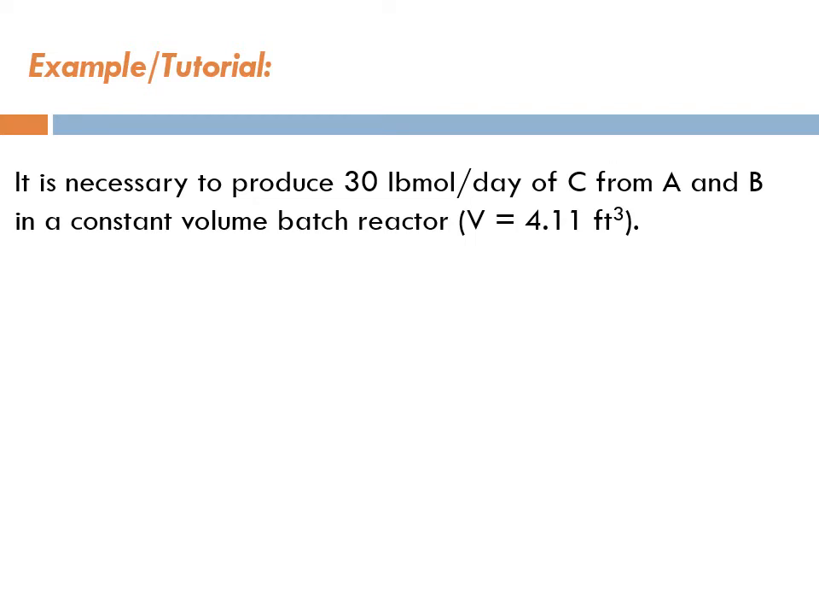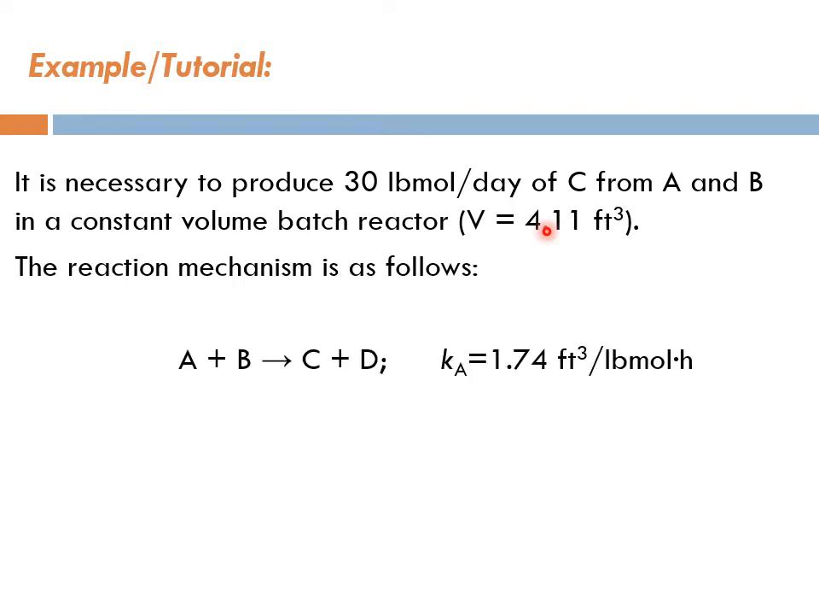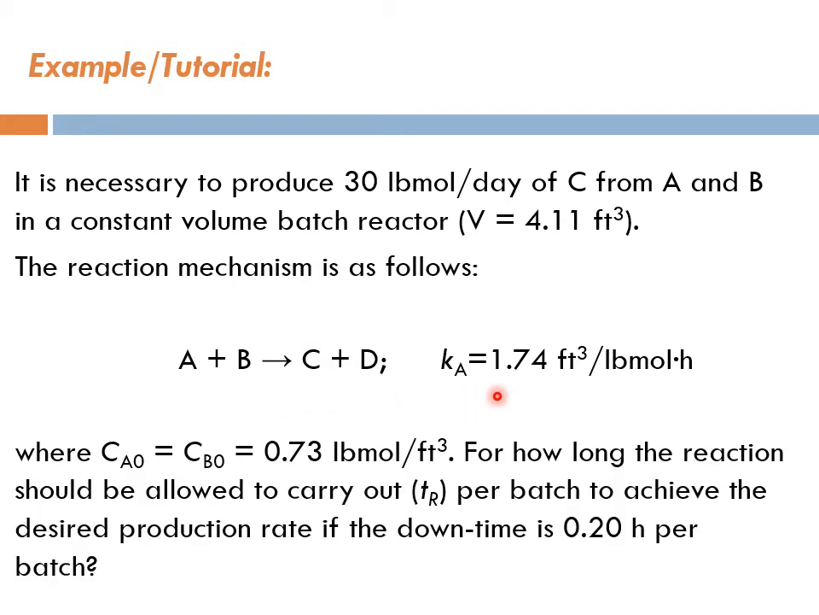Okay, we have another problem here. Let's read it together. It is necessary to produce 30 pound-mole per day of C from A and B in a constant volume batch reactor. The volume of the batch reactor is given. The reaction mechanism is as follows: A plus B gives you C plus D. The value of k is given as well, where C_A0 equals C_B0.